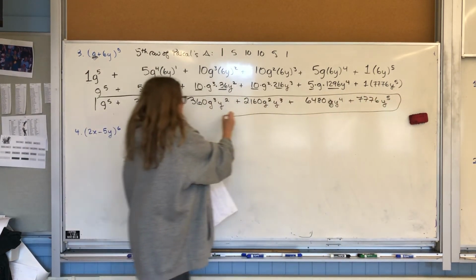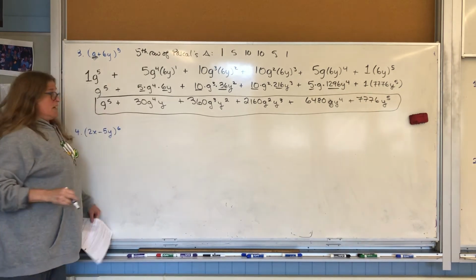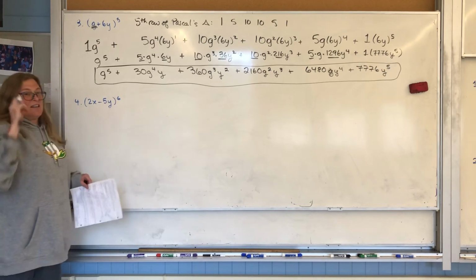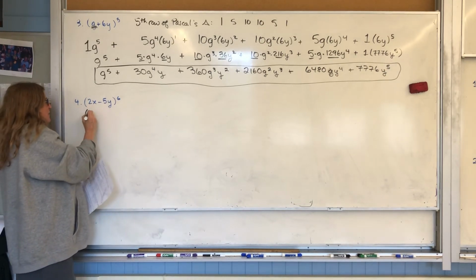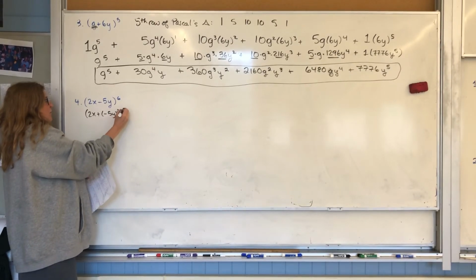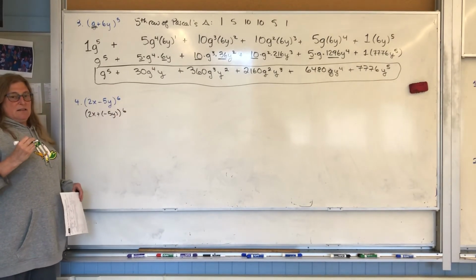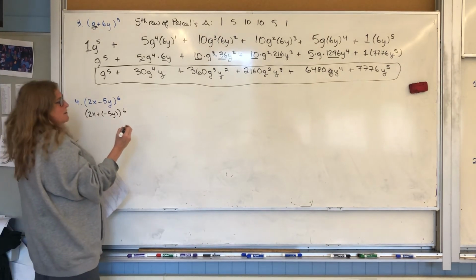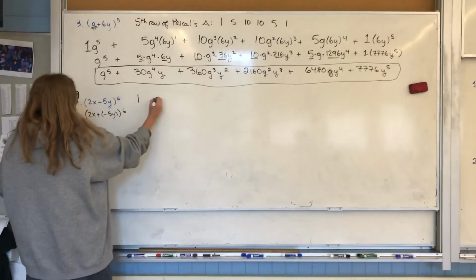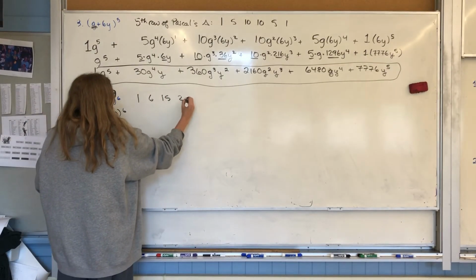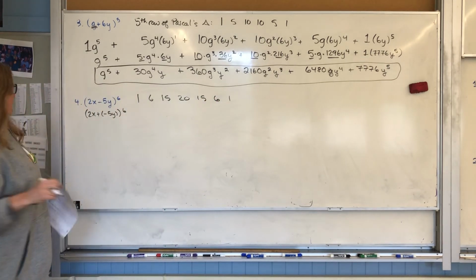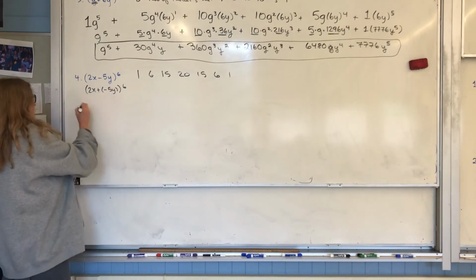Okay guys, coming up is the last problem of the year. This one is a little harder because there's a subtraction sign here. So really what I want to think of this as is 2x plus negative 5y all raised to the 6th. Let's look at row 6 in Pascal's triangle, which is 1, 6, 15, 20, 15, 6, and 1. Here I want to leave lots of room.